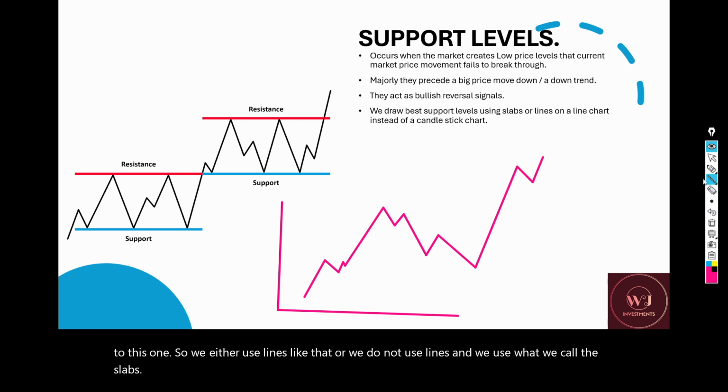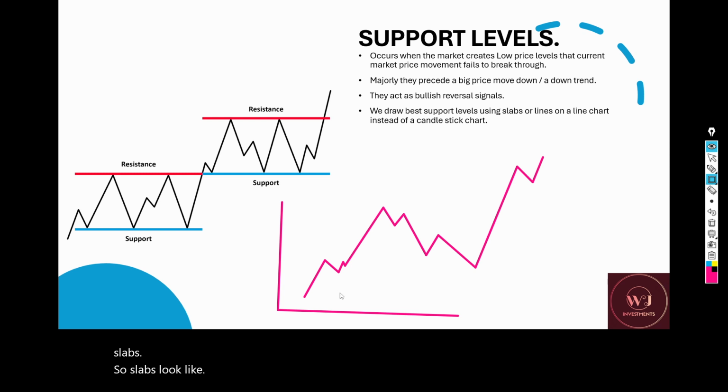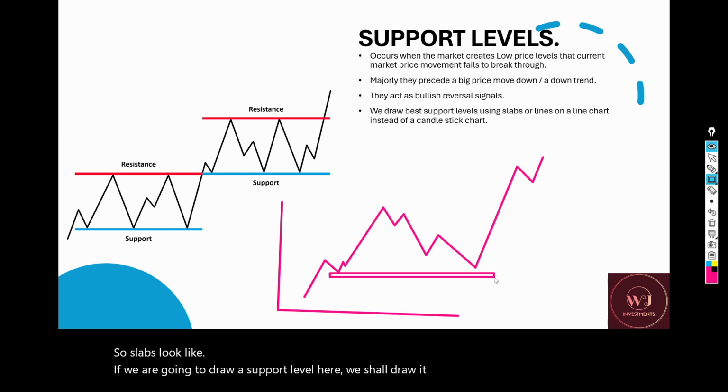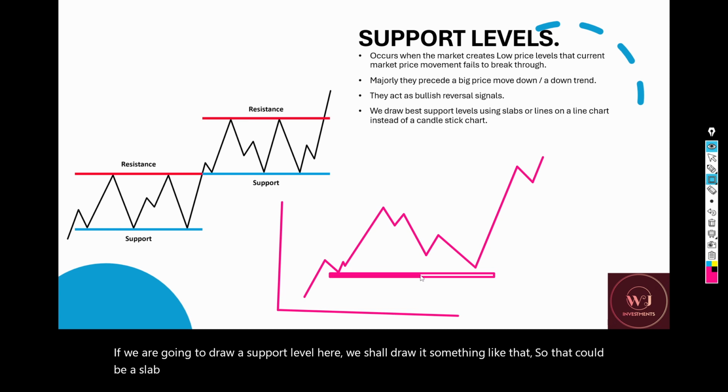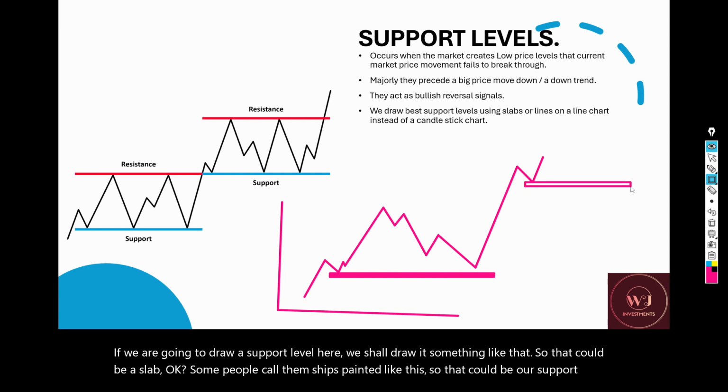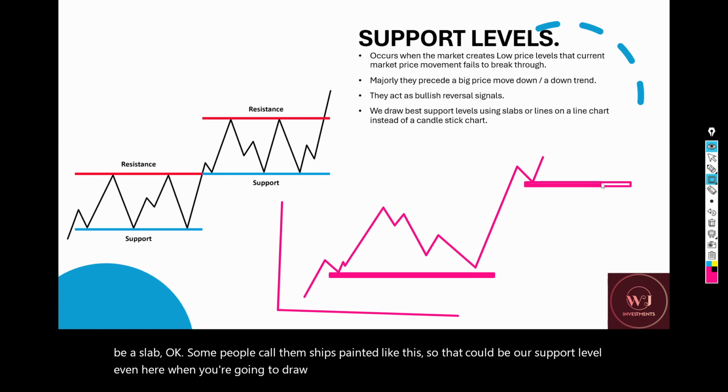So slabs look like this. If we are going to draw a support level here, we shall draw it something like that. So that could be a slab, okay? Some people call them shapes, painted like this. So that could be our support level. Even here, when you're going to draw the support level, we will draw it like that.